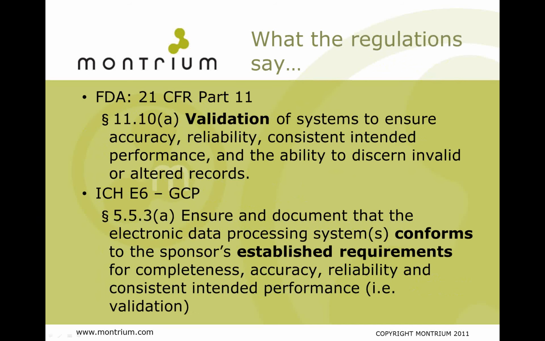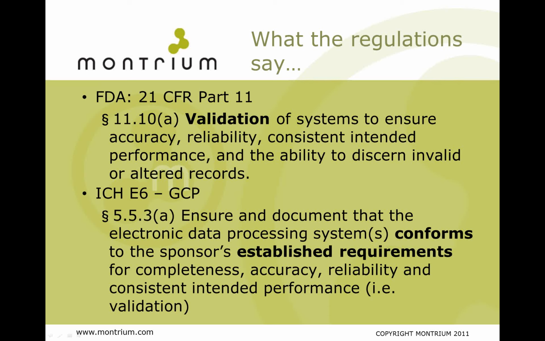So in terms of the regulations, the primary regulation when it comes to computer systems within the life sciences, the regulation that's been put in place by the American government but is considered pretty much a gold standard across the world, is 21 CFR Part 11. There are various different parts of 21 CFR Part 11, but the primary part that requires us to validate systems is 11.10(a), which says that there should be validation of systems to ensure accuracy, reliability, consistent intended performance, and the ability to discern invalid or altered records.